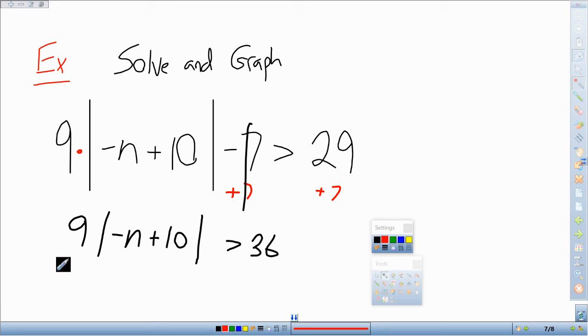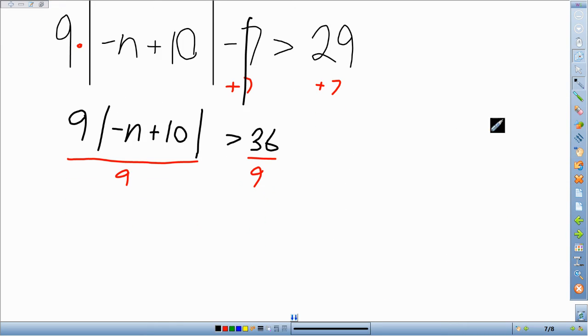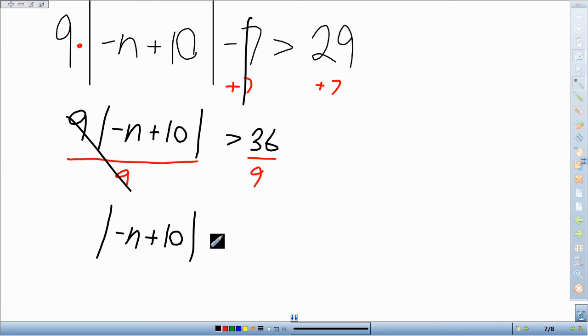Now we can get rid of this 9 being multiplied, so I'm going to divide. Quick question, divided by 9, do I flip the inequality? No, because I did not divide by a negative number, right? So they're gone, absolute value of negative n plus 10. Inequality stays the same. 9 goes into 36, 4 times.